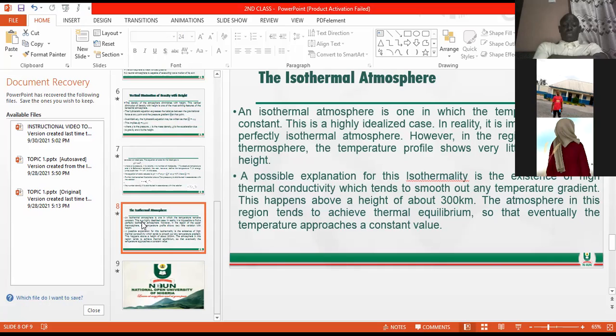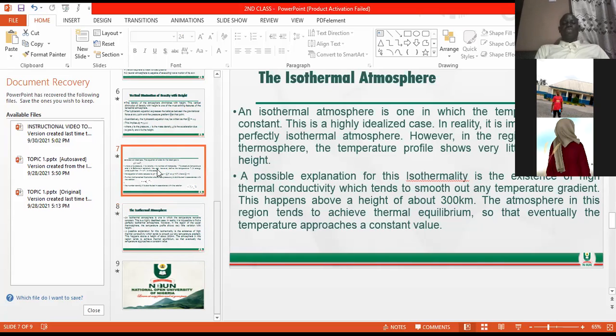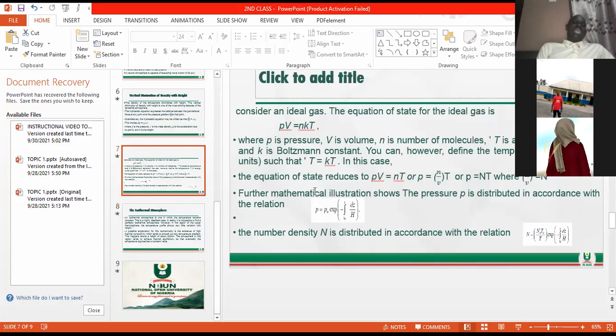Now, if you are told to define an isothermal atmosphere, it's stating that it's an atmosphere in which the temperature remains constant. And this is a highly idealized case. In reality, the temperature of the atmosphere cannot be constant. Please let me tell you this. This particular illustration here will come out in your exam. Please note this. So if you have any questions as regards this equation, please speak up now.